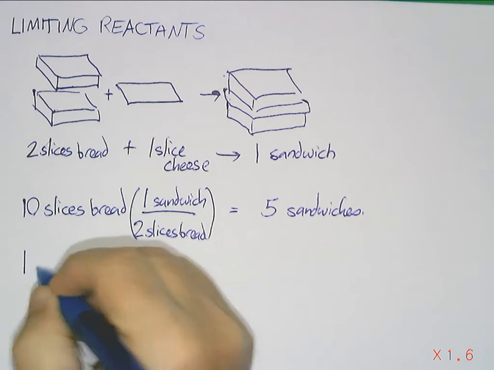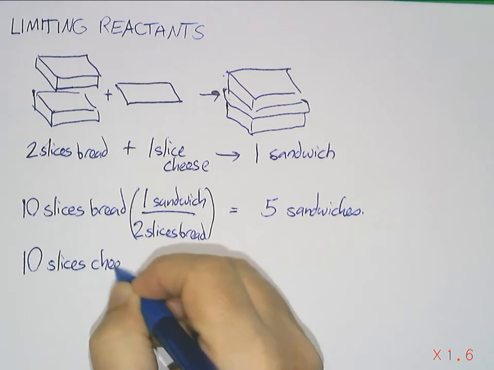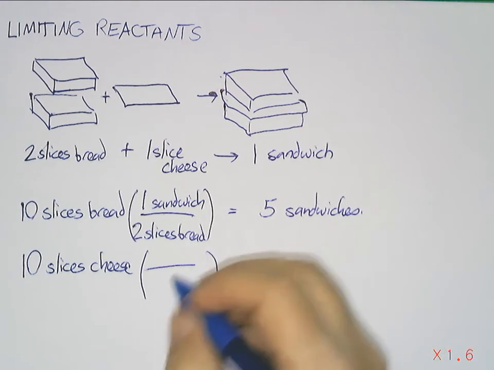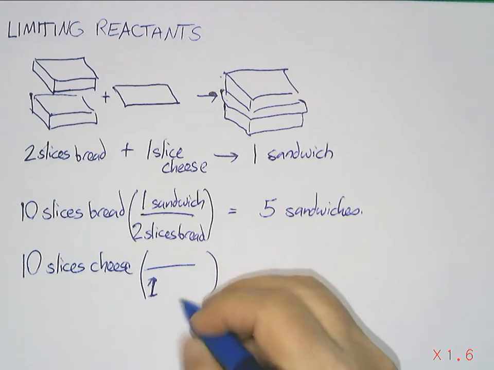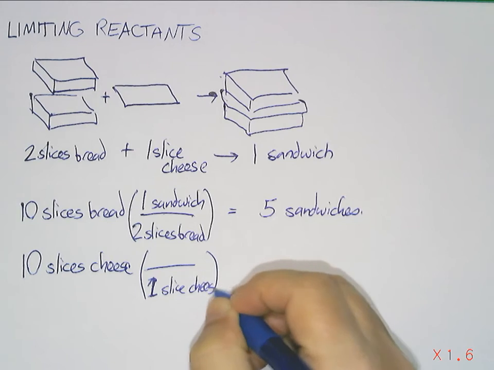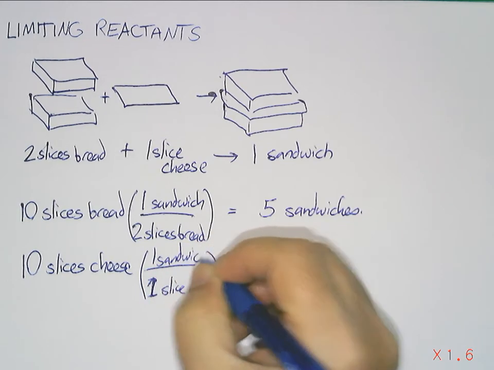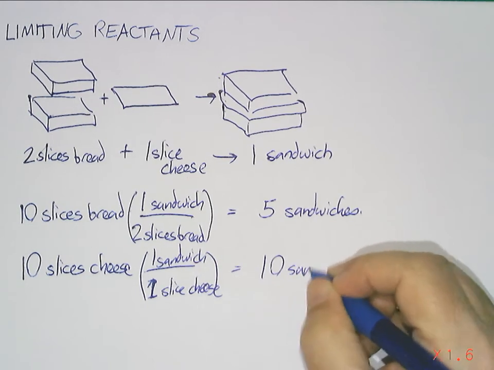Now what if you had 10 slices of cheese? All right, for every 1 slice of cheese, you get 1 sandwich, right? So you're going to get 10 sandwiches from 10 slices of cheese.